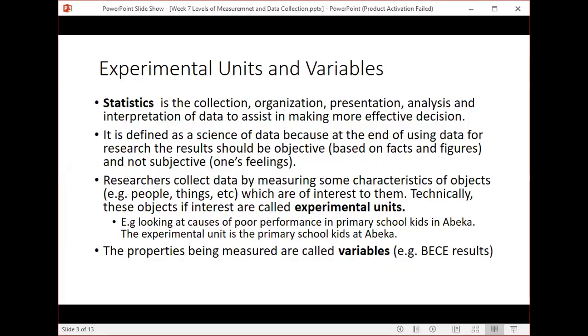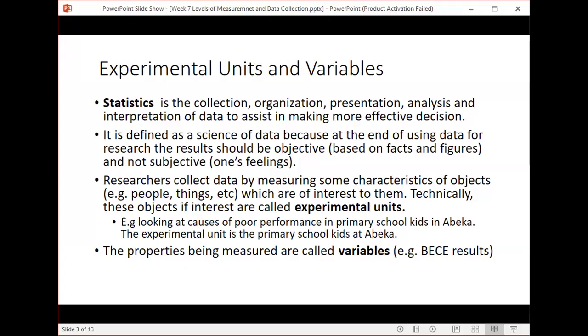One we call experimental units, and another we are calling the variables, right? But before we get to those two distinctions, we want to talk about statistics. Generally, what is statistics? Statistics is about your ability to collect data, organize the data, present the data, analyze, and then interpret. And you are using it to assist in a more effective decision.